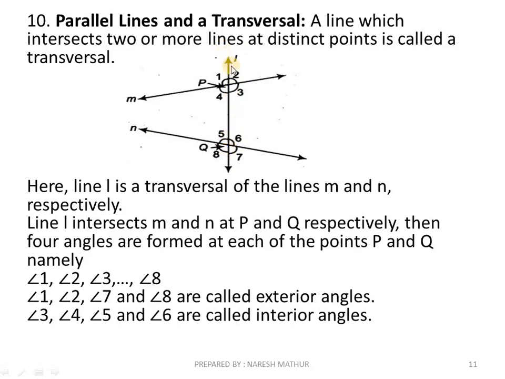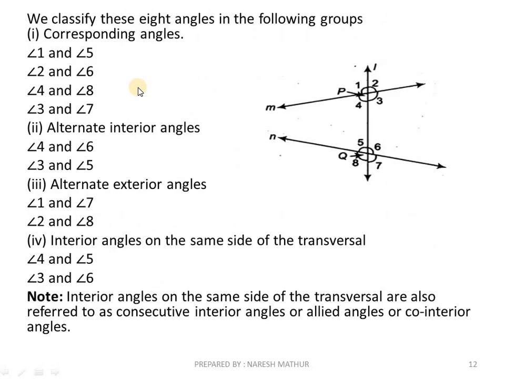So they are making 4 angles at each point P and Q. So in total we have 8 angles. Now we can categorize or classify these angles as corresponding angles. So angle 1 and angle 5 are the corresponding angles, 2 and 6, 4 and 8, and 3 and 7. Similarly, alternate interior angles are 4 and 6, 3 and 5. Alternate exterior angles are 1 and 7, and 2 and 8. And interior angles on the same side of the transversal are 4 and 5, and 3 and 6.